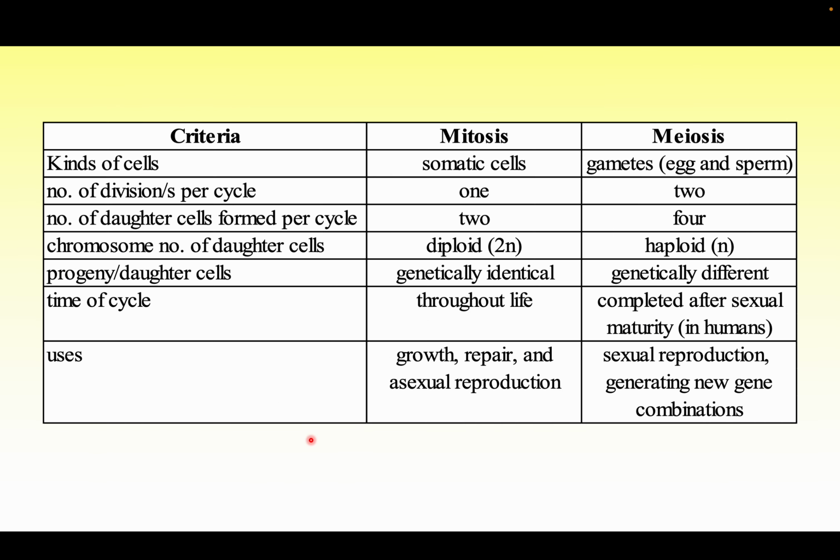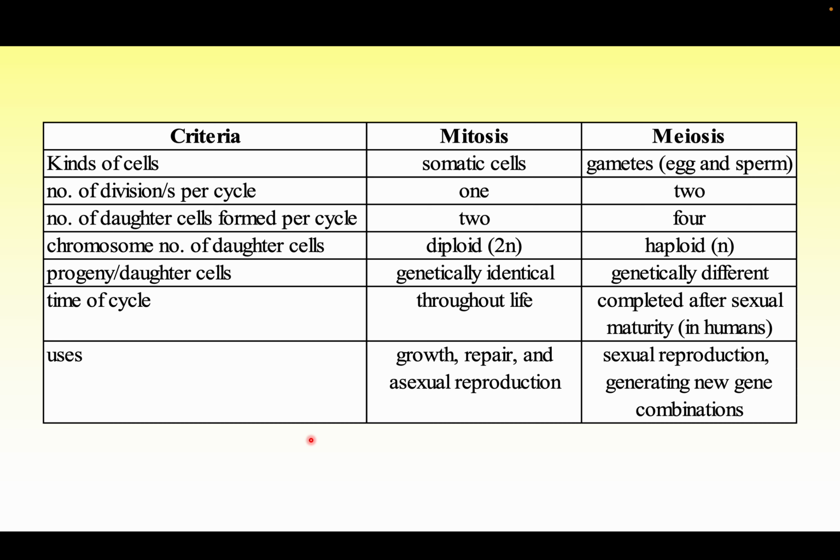As a review, this table summarizes the key differences between the mitotic and meiotic cycle. In terms of the type of cell, meiosis happens in gametes. In terms of the number of divisions per cycle, there are two divisions in meiosis. In terms of the number of daughter cells formed, we expect the meiotic cycle to give rise to 4 progeny cells, unlike mitosis, which only gives rise to 2. In terms of chromosomal complement, meiosis will produce progeny cells that are haploid.